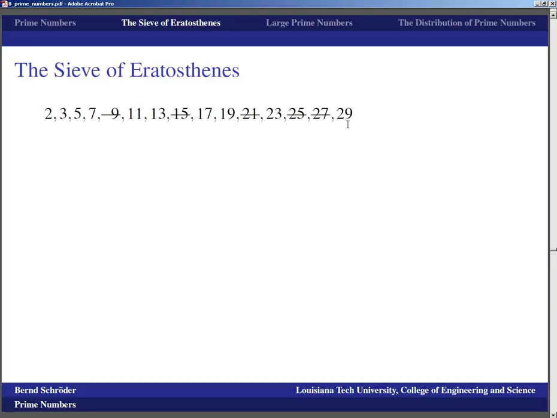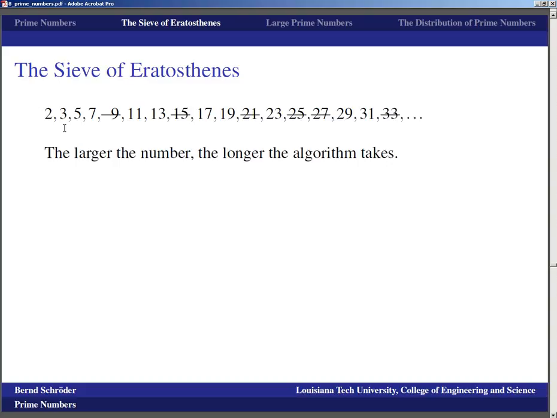7 squared is too large, so 29 is prime. 31, not divisible by 2, not by 3, not by 5, 7 squared is too large. 33, not divisible by 2, divisible by 3, we cross it out. And it just keeps on going like that.